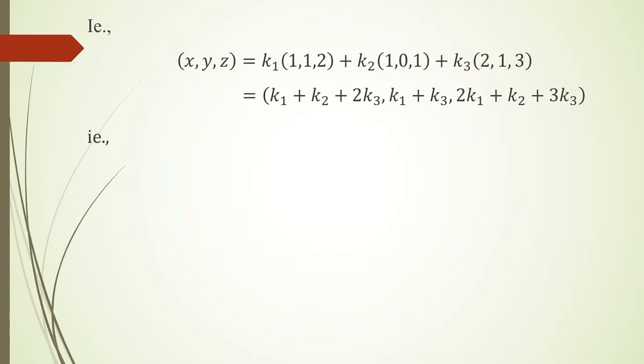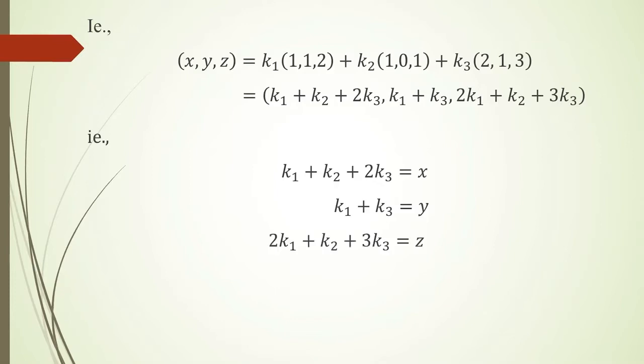So actually we are getting three linear equations here. Comparing the first coordinates, I will get k1 plus k2 plus 2k3 equal to x. Comparing the second coordinates, I will get k1 plus k3 equal to y. And from the third coordinate, we will get 2k1 plus k2 plus 3k3 equal to z.